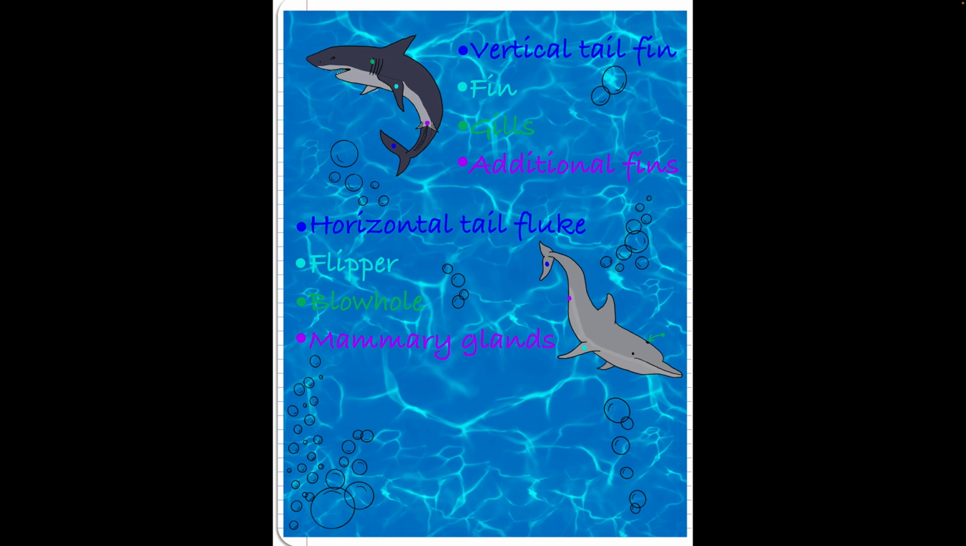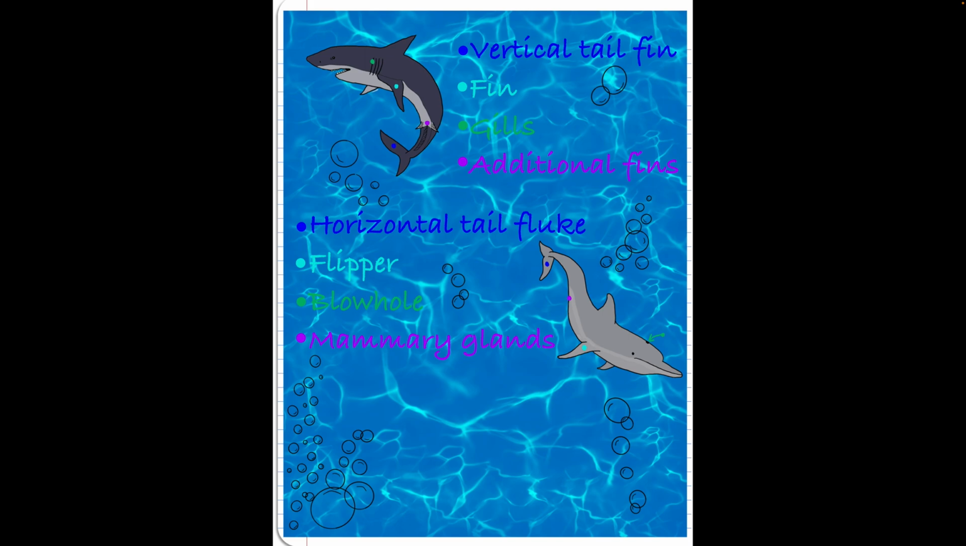We see that the shark has a vertical tail fin that moves side to side for propulsion, while the dolphin has a horizontal tail fluke that moves up and down for propulsion. The shark has pectoral fins with cartilage inside, while the dolphin has a flipper containing modified hand bones from when its ancestors used to walk on land.